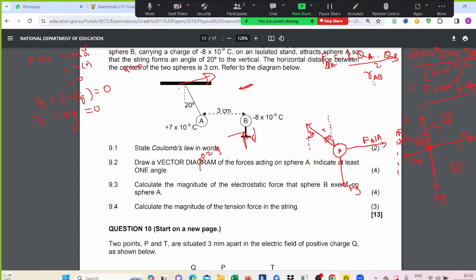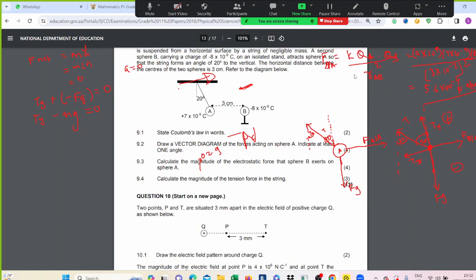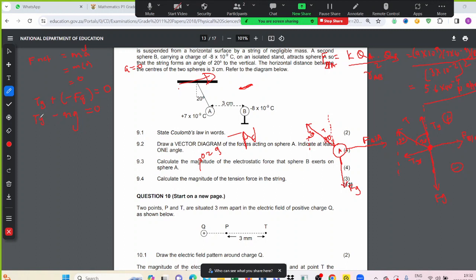Do you still see where I'm writing? Yes, Sipa. Okay. Now, we have Ty, we have mg. Now we have to find Ty, the vertical component of this tension. So, I can also draw the line that is parallel to Tx. So, I can draw it here.